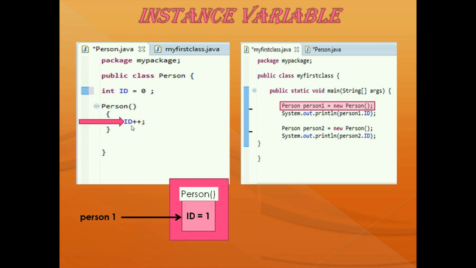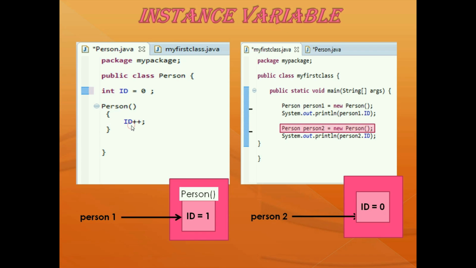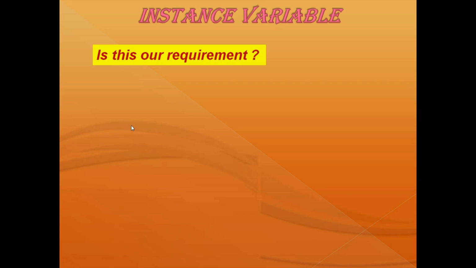And in the same way we have person2, which is another reference variable pointing to another object. The id's initial value was 0, but the constructor gets called and id++ makes it 1. So friends, is this our requirement, something like this?